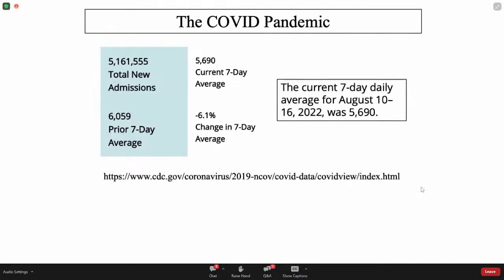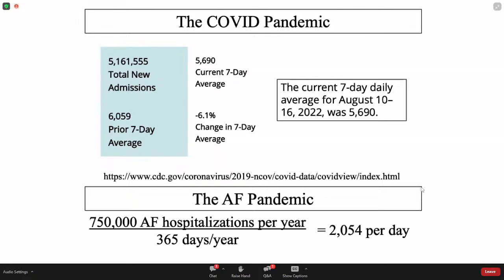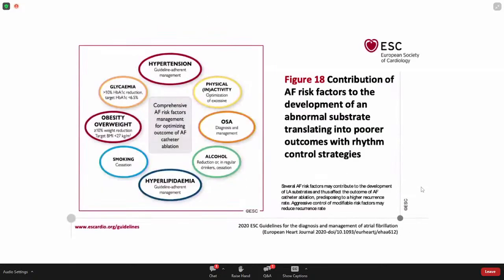So I looked at the data for the COVID pandemic, and based on this summer, the 7-day daily average for August this summer was 5,690 per day. In atrial fibrillation, there are approximately this many AF hospitalizations per year, about 2,000. So if you look at the COVID pandemic, over a third of those numbers are patients being admitted for atrial fibrillation. So it's still a big problem.